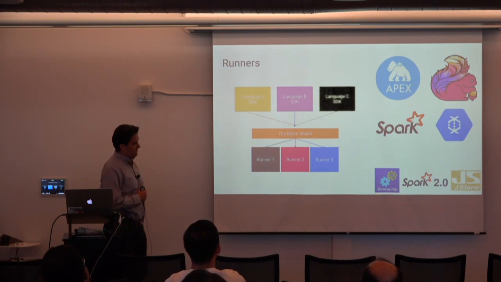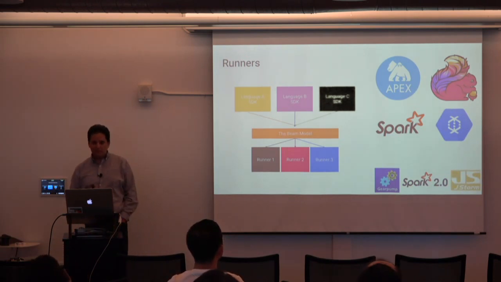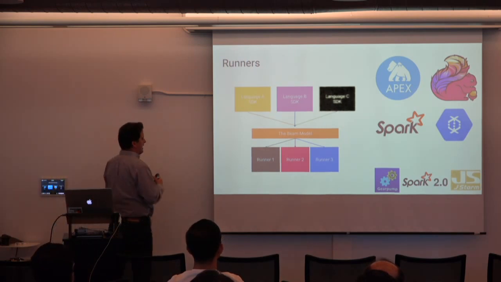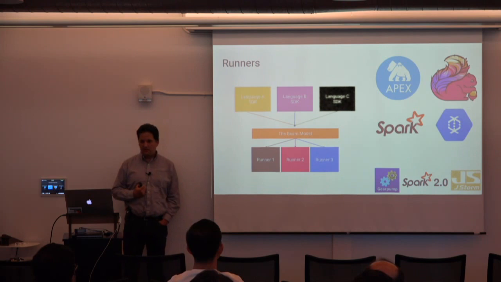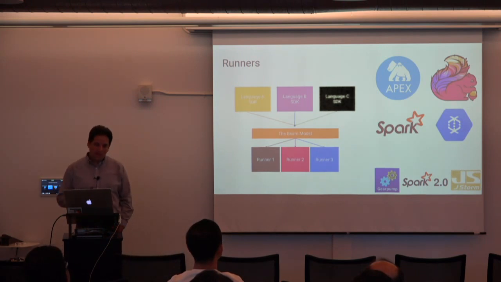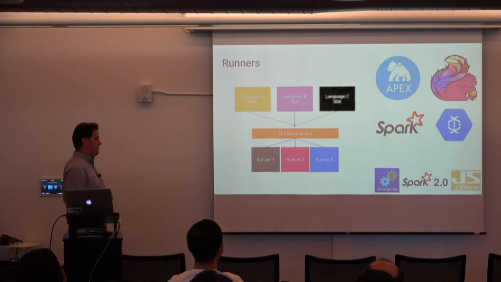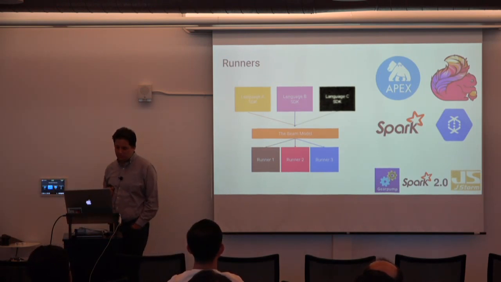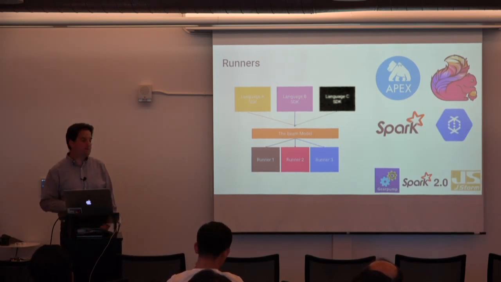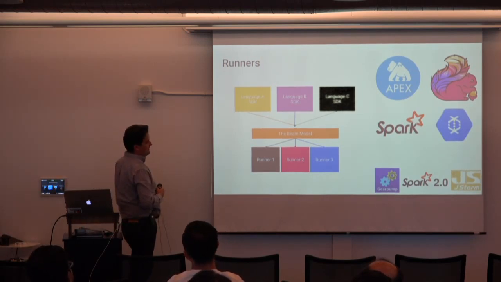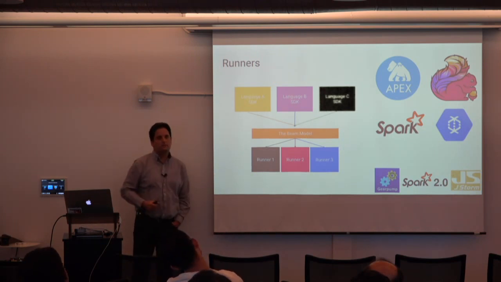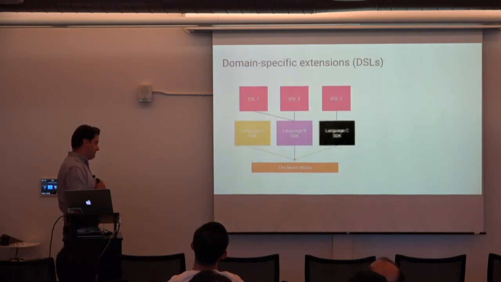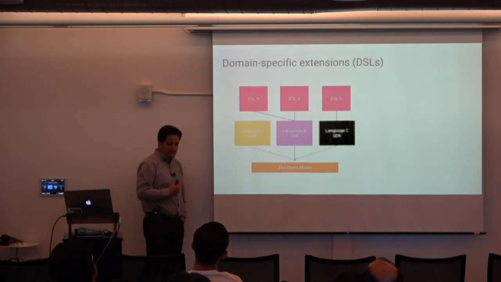But we have plenty of them in progress. So Apache Gearpump is one. Our Spark runner uses version 1.6, and there is work in progress to upgrade to Spark 2.0. And then we have a runner for three systems that are very similar: Apache Storm, JStorm, and Heron, that are working together towards one runner. But that's not it.